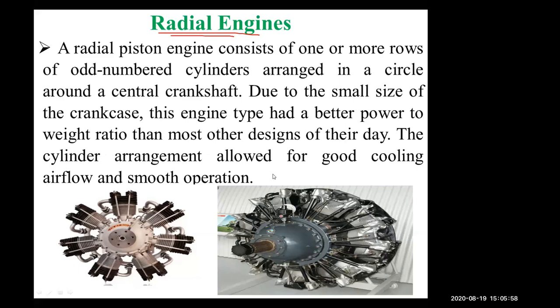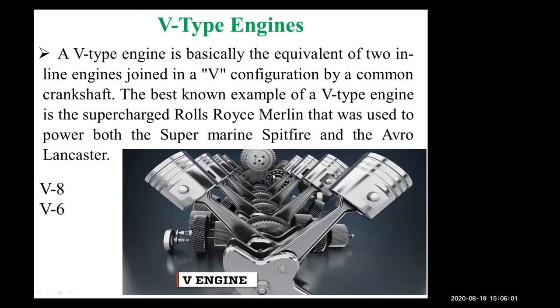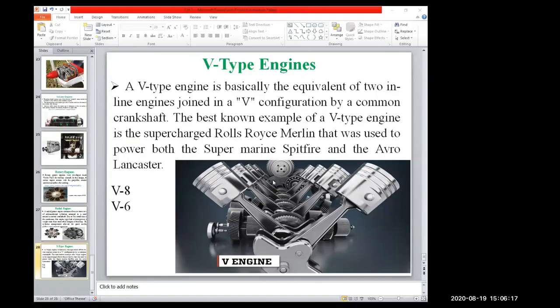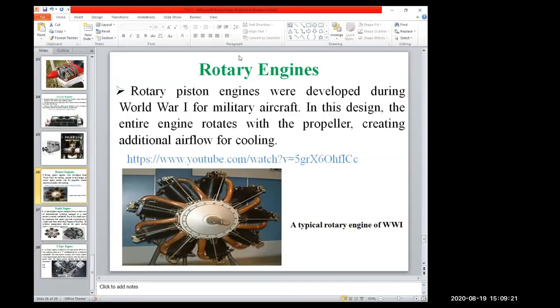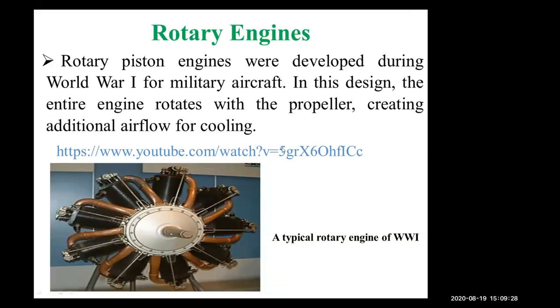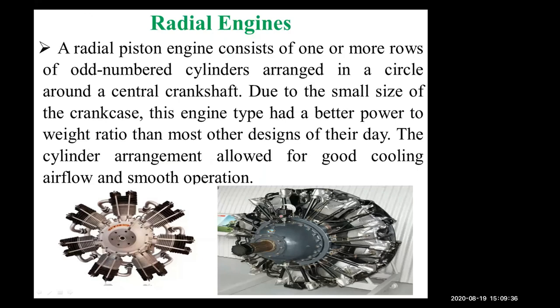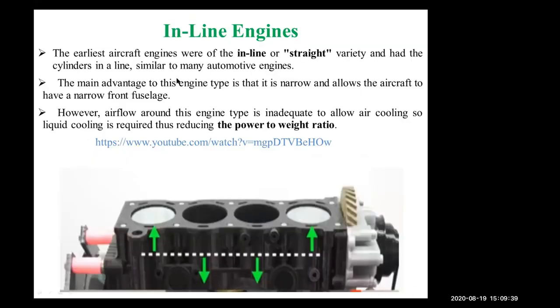There is also another engine type, which is known as the V-type engine. But first, you can see the difference between the radial and rotary engine in this YouTube link. And in this YouTube link, you can see the inline type of engine. You will have a clear image when you visit these YouTube links.